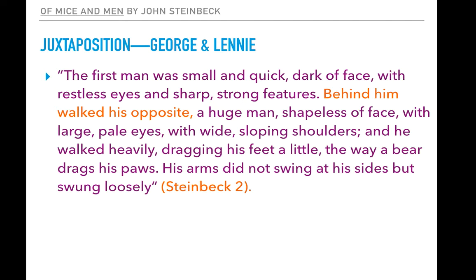Steinbeck even clearly states to us that he's putting these two opposites together. He's juxtaposing these two characters. "A huge man," so little guy, big guy, "shapeless of face," kind of a big, broad face "with large, pale eyes, wide, sloping shoulders. And he walked heavily, dragging his feet a little, the way a bear drags his paws. His arms did not swing at his sides, but hung loosely." So these two guys are very different, and Steinbeck juxtaposes these two characters right from the start.